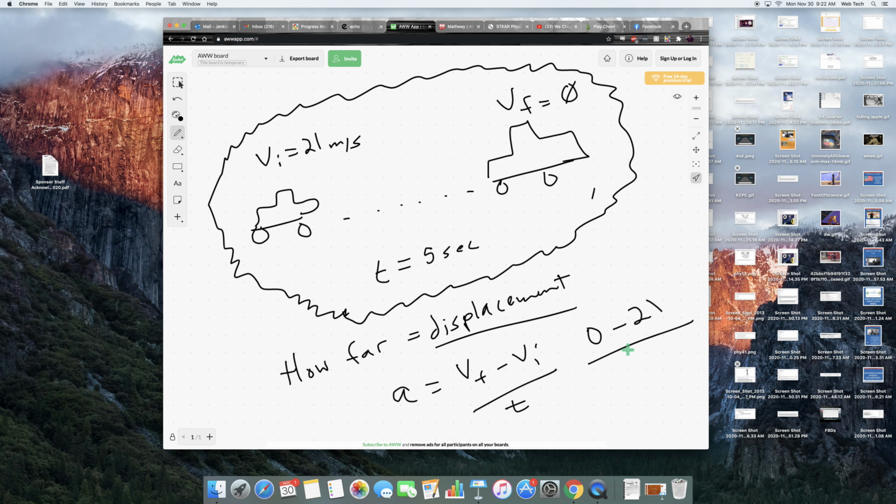What? Ooh, negative 21. What does that mean? It's going to be a negative number. Why? Because it's slowing down. Duh. Negative means opposite direction, slowing down. It's accelerating in the opposite direction. So what is 21 divided by 5, right? That's my acceleration. So my acceleration is going to be negative 21 over 5, which is going to be a negative number.